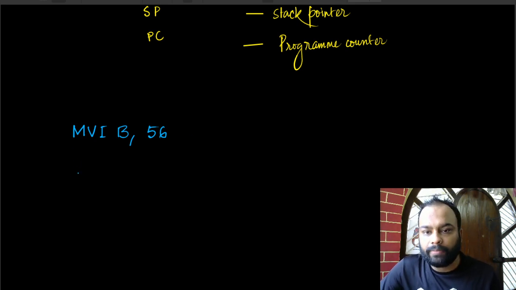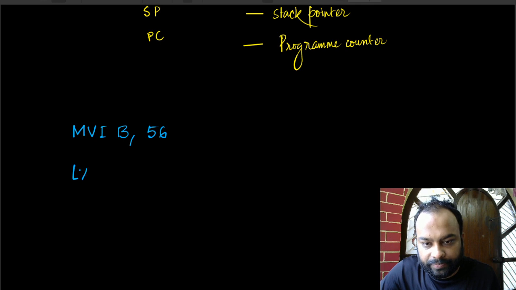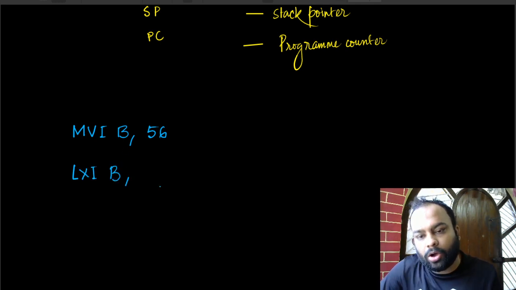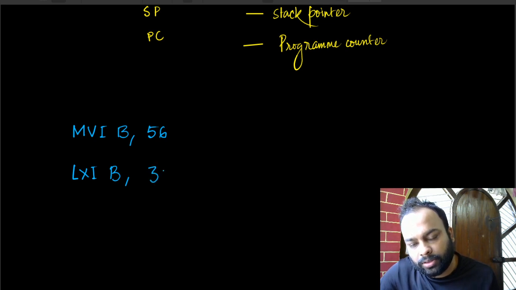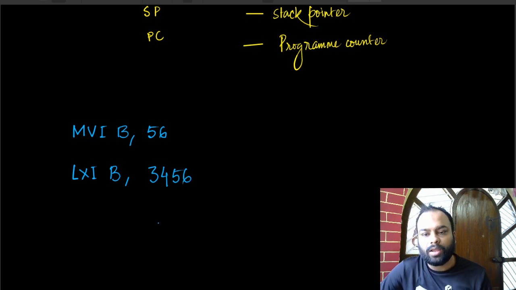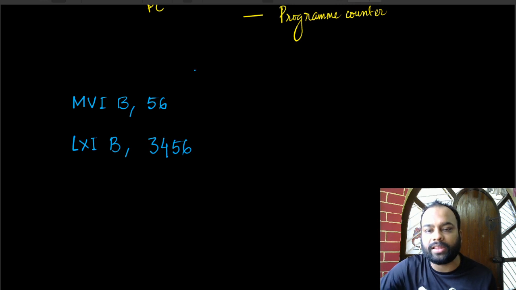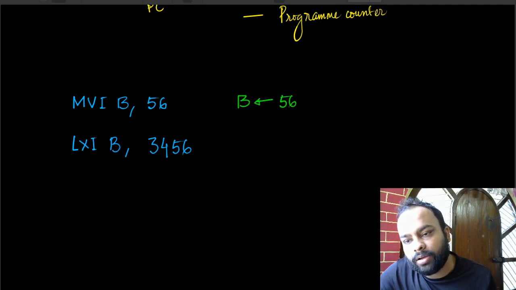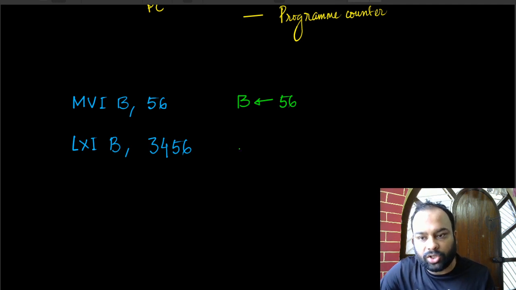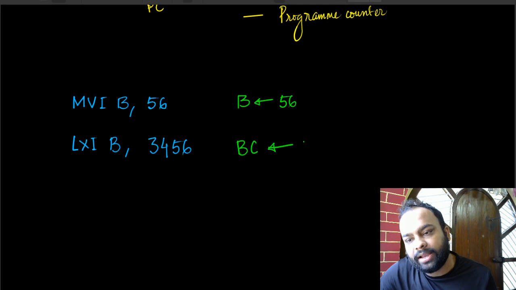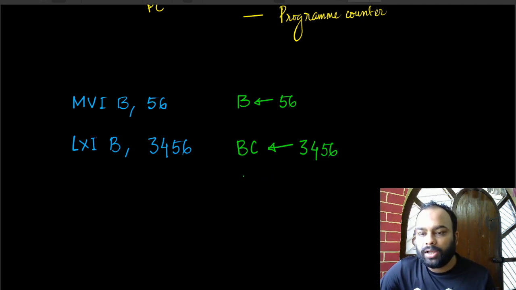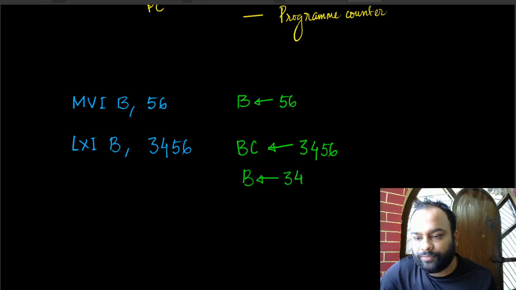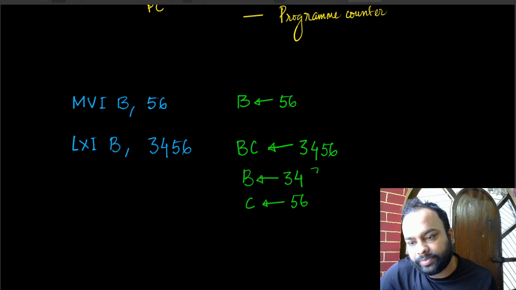A similar instruction to store 16 bits of data into a register pair is LXI. If I say LXI B, comma 3456, then when this instruction is executed, the register pair BC would get the value 3456. Of course, the B register would get 34, and the C register would get 56.